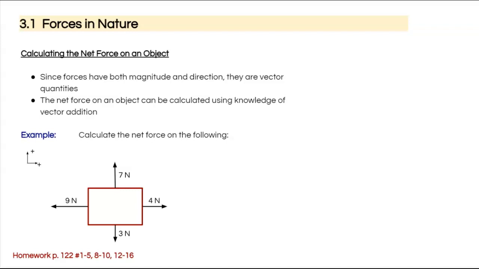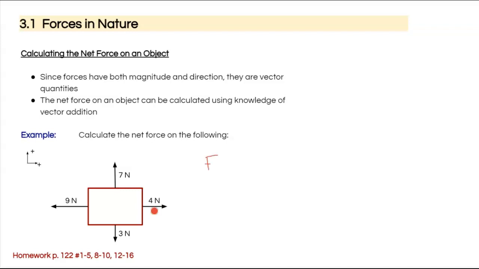So here I have a free body diagram, and it looks like the drawing is indicating that I have 7 newtons upward and 3 newtons down, and I have 4 newtons to the right, and then 9 newtons to the left. It's my preference to talk about the forces in terms of up and down and left and right. And so I'm going to sum up the vertical and I'm going to sum up the horizontal.